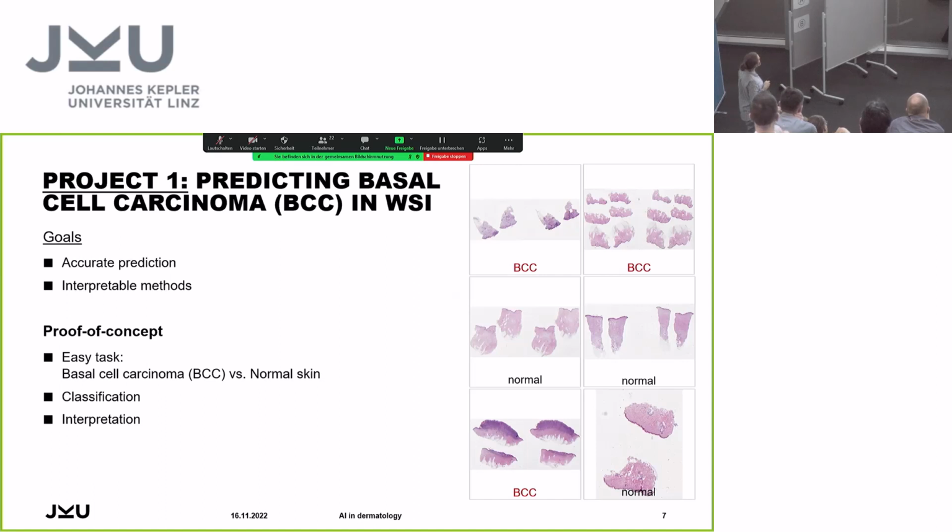To project 1, part of it is already published. It was a proof of concept project. We wanted to break an otherwise straightforward task: to predict whether a basal cell carcinoma is in a section of normal skin. So that's pretty easy for pathologists. But we wanted to know whether a neural network is able to see this tumor type in a whole slide image, and also if the neural network can do it in an interpretable way.